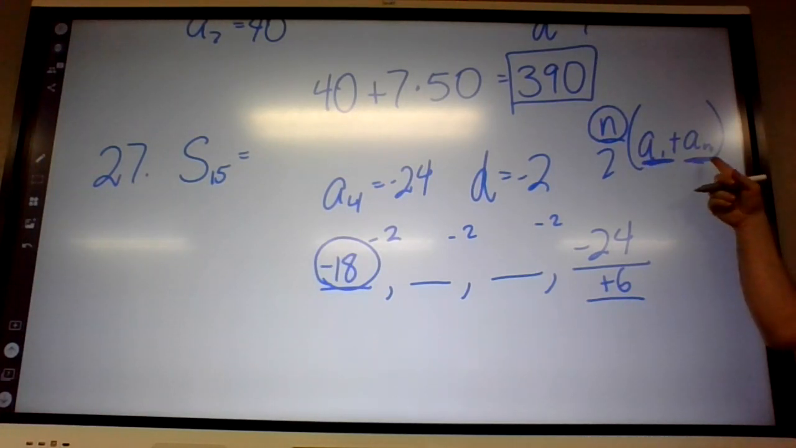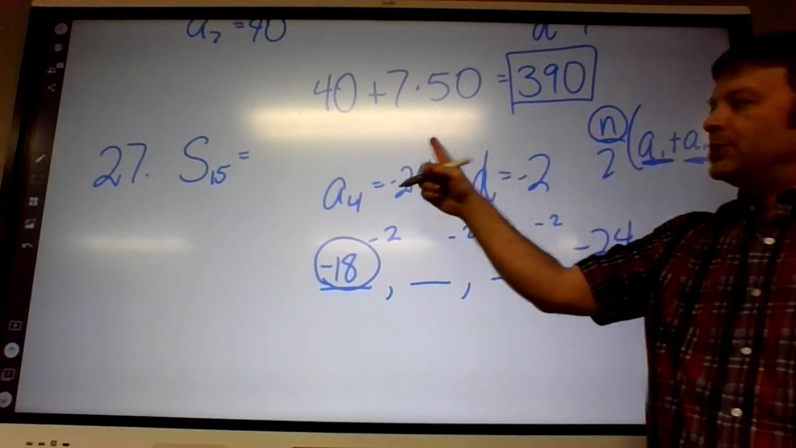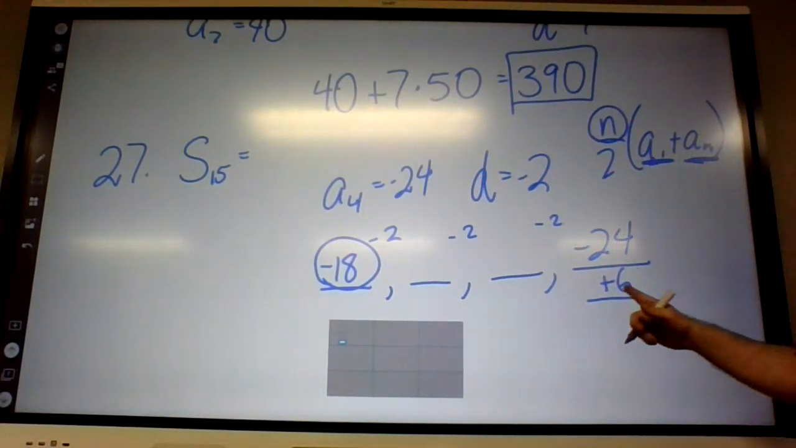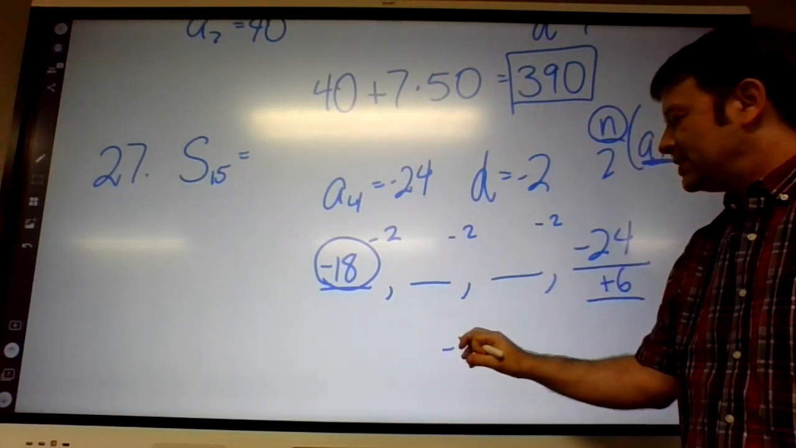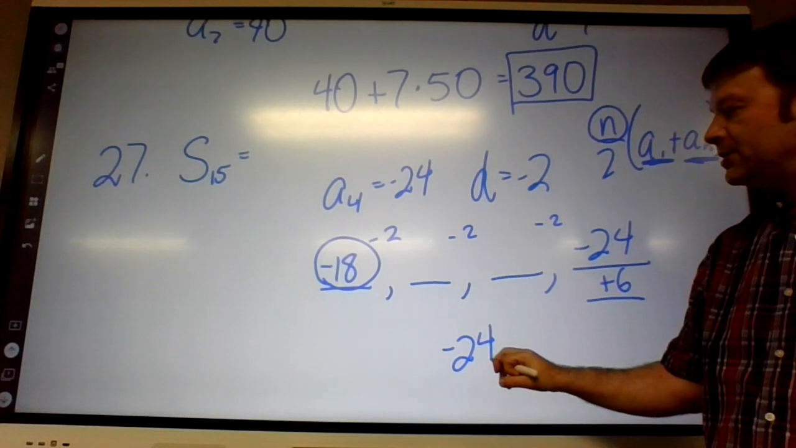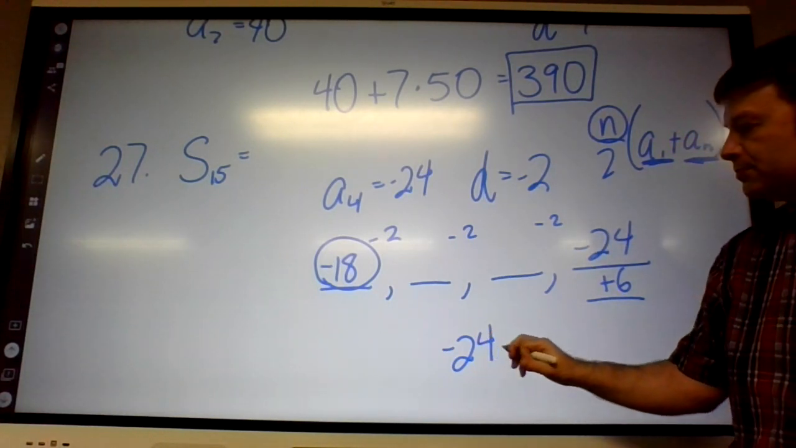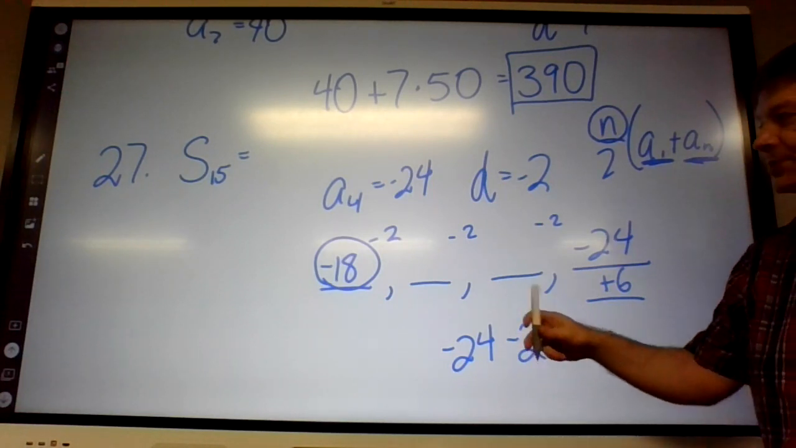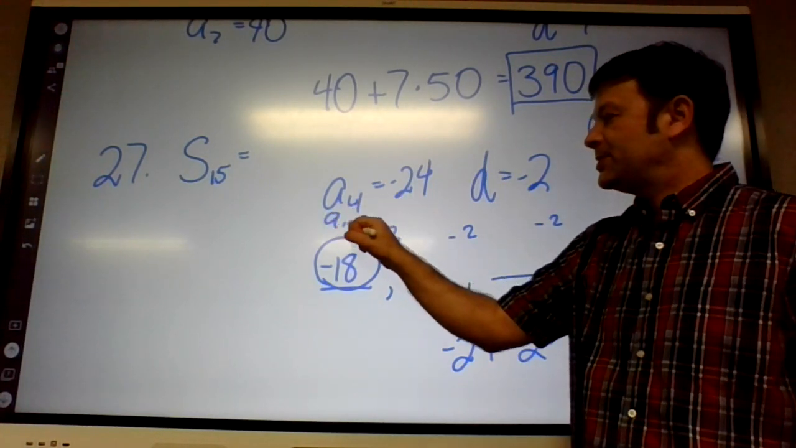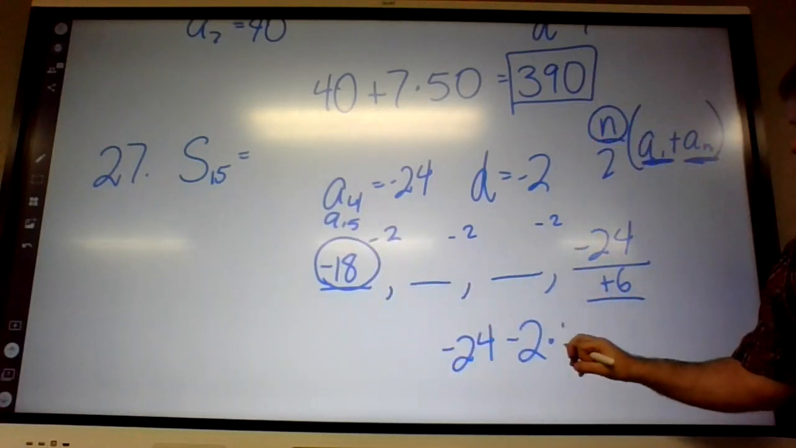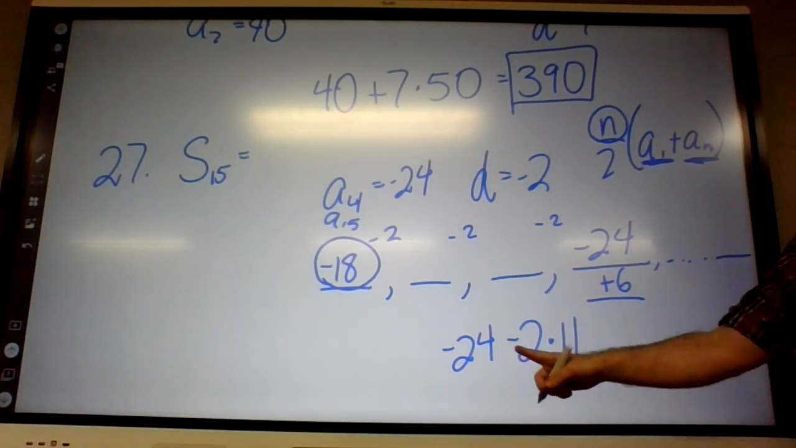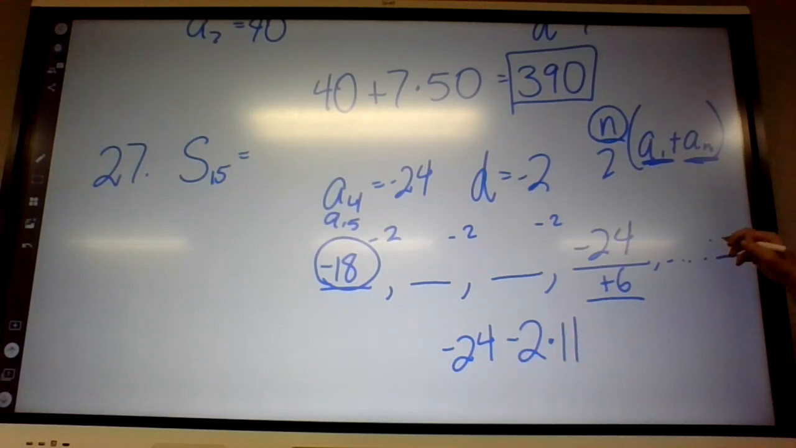We also need the last term, which would be the 15th term. If the fourth term is negative 24, how do I get to the 15th term? I subtract 2. How many times? From 4 to 15, how many steps away is that? 11. So I'd have to do that 11 times. So this would be negative 22 minus 24 is negative 46.